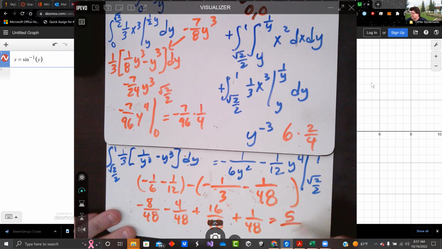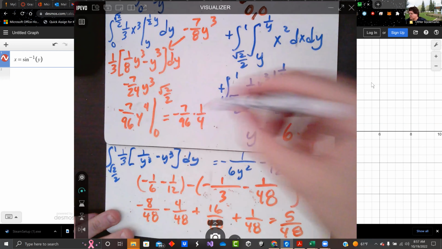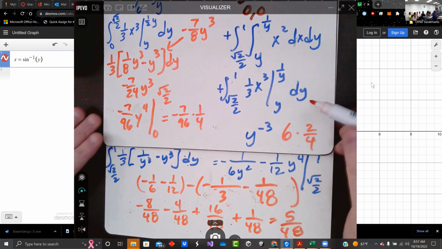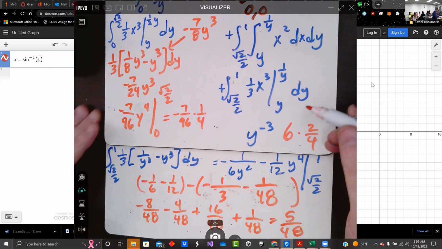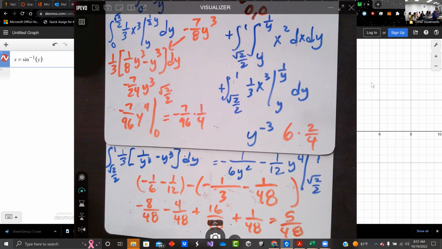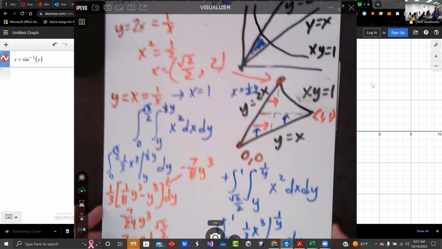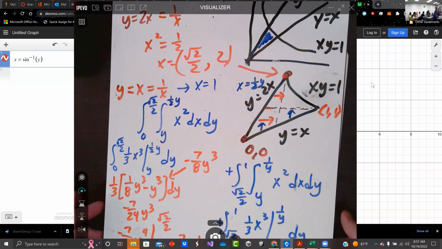So 5 over 48 plus this value up here. Yeah, you have a question? Actually, Mr. Jones, I had a question about your setup for your dy. When you set the bounds for dy, could you go back to the graph? Looking at the graph, the first bound should be from 0 to 1 and then 1 to root 2 over 2, right? But you have 0 to root 2 over 2 and then root 2 over 2 to 1.